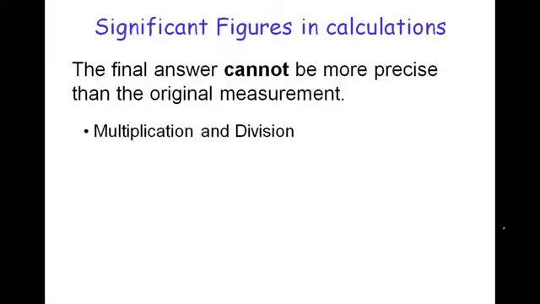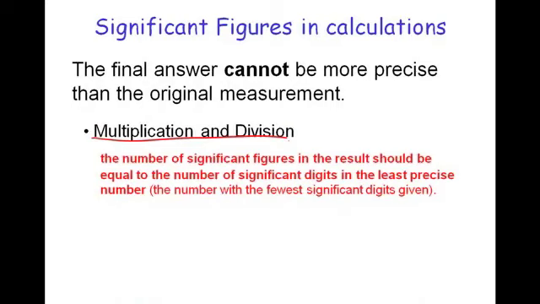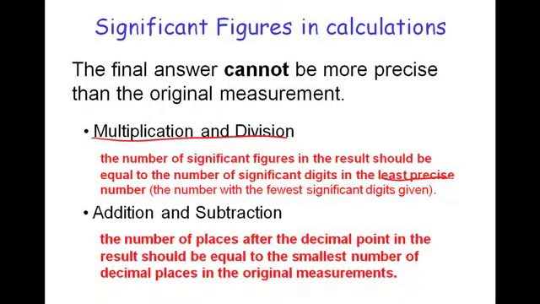So, in multiplication or division, which are the rules you're most likely going to be using, remember this rule. The number of significant figures in the result should equal the number of sig figs in the least precise number, or the number with the fewest significant digits. When you add or subtract, use the least number of decimal places in the original numbers being added or subtracted.